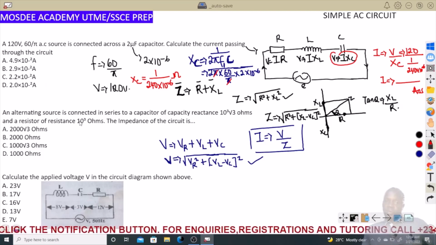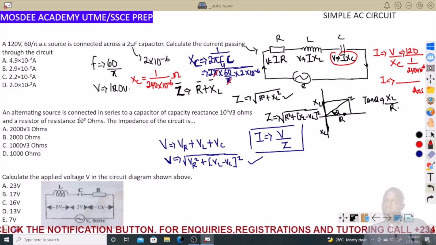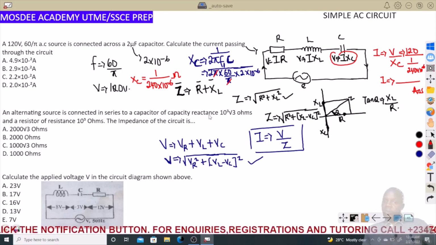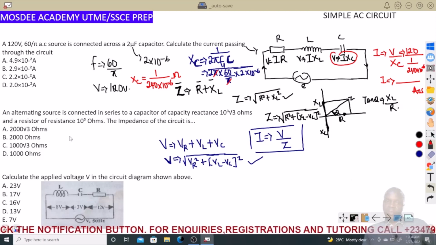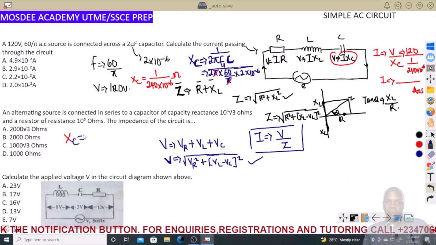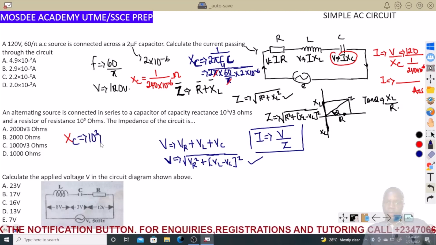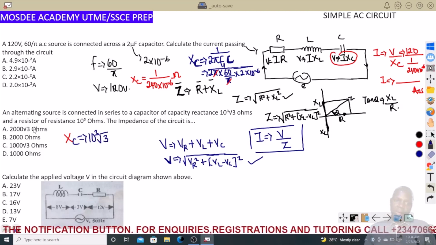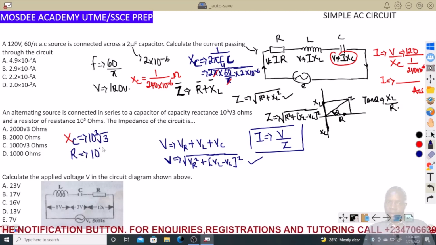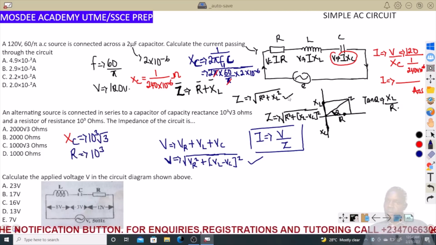So yeah, the next one. The next question says an alternating source is connected in series to a capacitor of capacitive reactance, that is XC, equals 10 raised to power 3 root 3 ohms. Then a resistor of resistance R is 10 raised to power 3. The impedance is what? Direct formula.